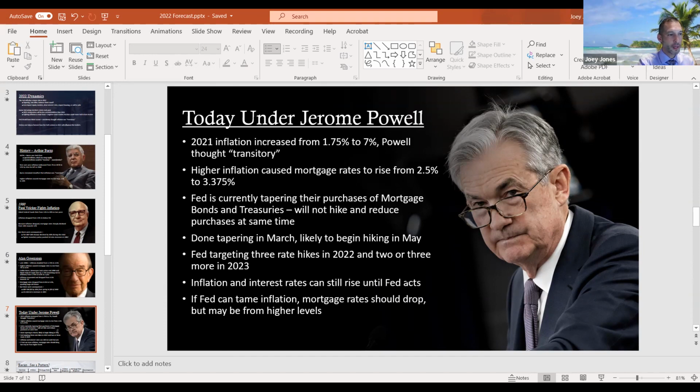Inflation and interest rates can still rise until the Fed acts. If the Fed can tame inflation, mortgage rates should drop, but maybe from higher levels. So again, hopefully next year we see lower rates, maybe as soon as the end of this year.